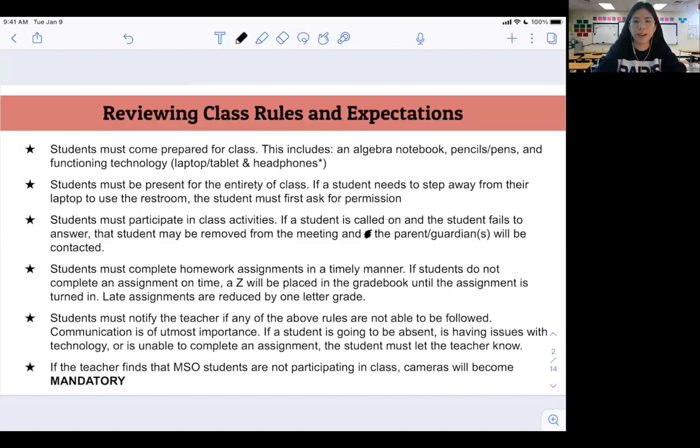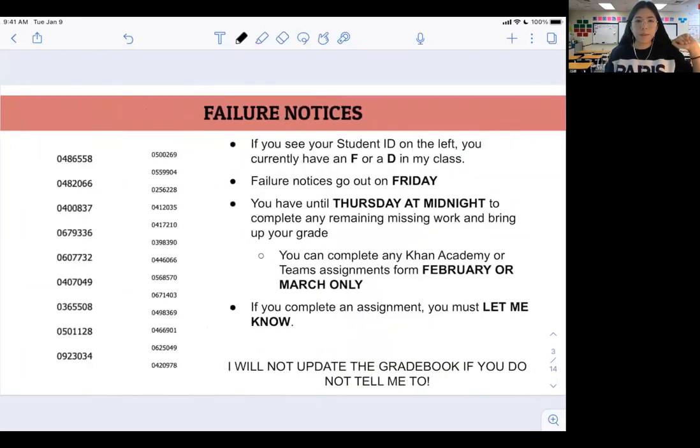Okay. Now, last thing, I know this is a lot, but this is really important because I just want to kind of reset and make sure that everybody's on the same page about everything. Last thing is about failure notices. So take a look. If you see your student ID in this list, then you currently have an F or a D in my class. I just did this during lunchtime, so this is very current.